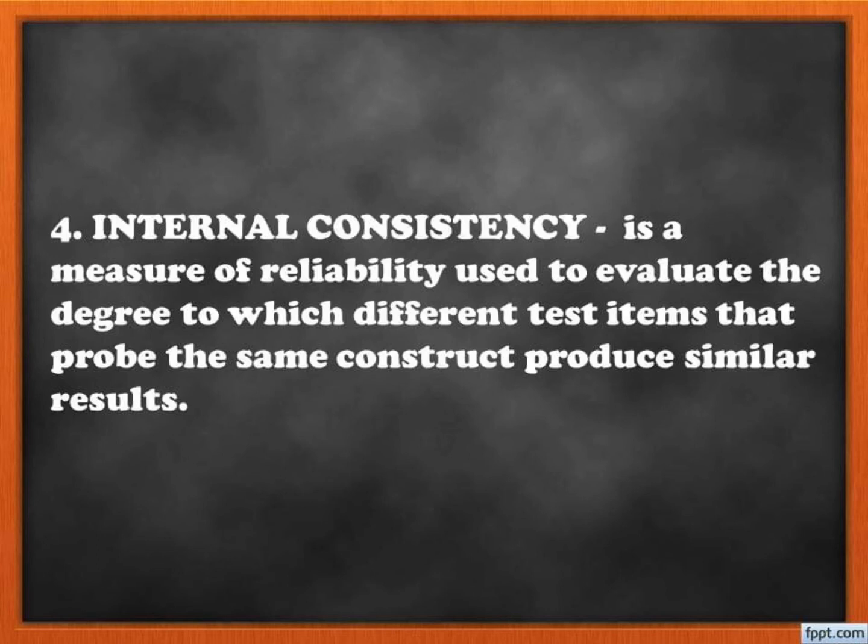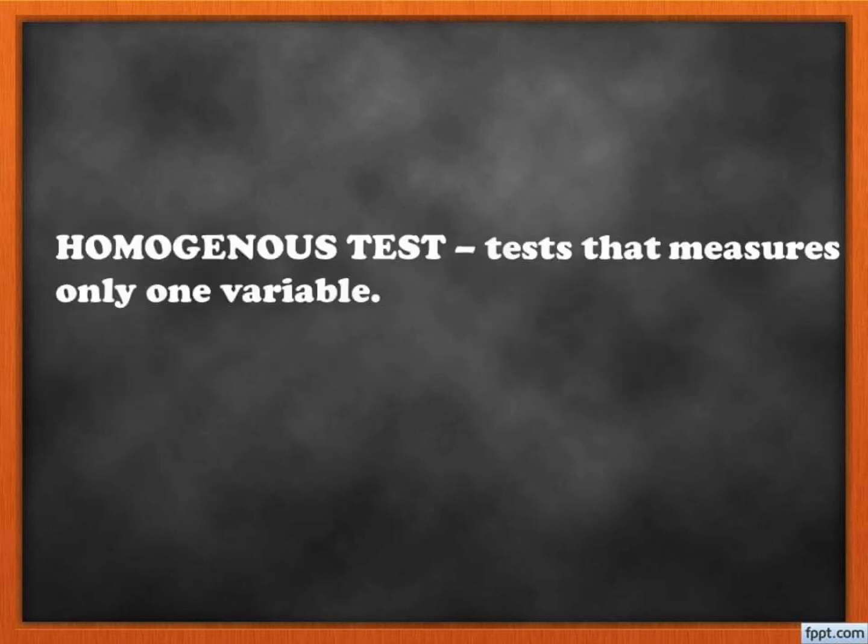Number 4 is the internal consistency. It is a measure of reliability used to evaluate the degree to which different test items that probe the same construct produce similar results. Ang ginagawa sa method na to ay kino-correlate ang bawat items ng isang test sa isa't isa. Ang assumption kasi kapag correlated ang test item sa bawat isa, ibig sabihin na isang variable lang ang mini-measure nila. Kaya applicable ito sa mga test na may isang variable lang na mini-measure. Or yung tinatawag na homogeneous test.